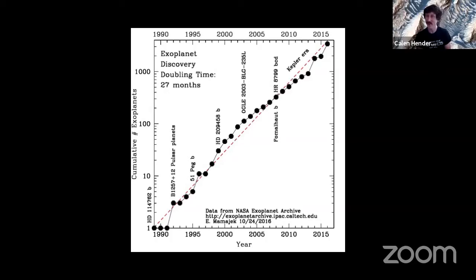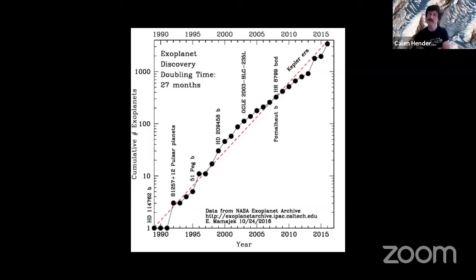And he said, you know what? This looks kind of like a straight line in log space. So I think I can fit that with a power law. And what he found is that not only is this distribution well fit with a power law, but that the doubling time, or the amount of time it has taken over the past 25 or so years for us to double the number of known exoplanets, is about 27 months. So every 2 years and 3 months, the number of confirmed exoplanets has increased roughly by a factor of 2.